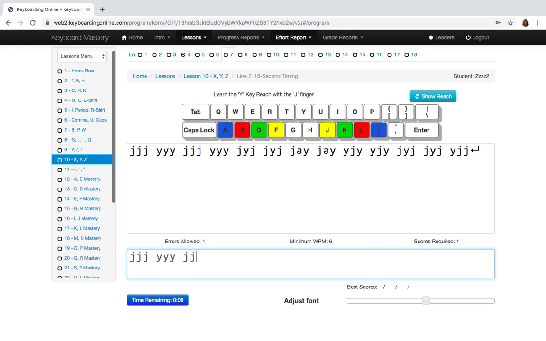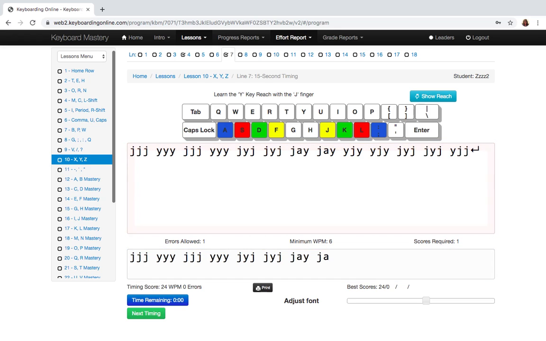If you're hitting the wrong key, you may not be reaching far enough. That happens a lot. A lot of people try to hit U by accident. You just have to reach a little bit farther. And I did it correctly. I did it slowly. I was talking while I was typing. Still got 24 words a minute.